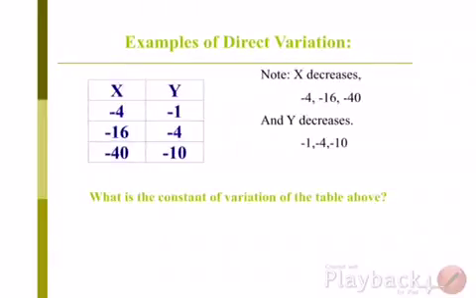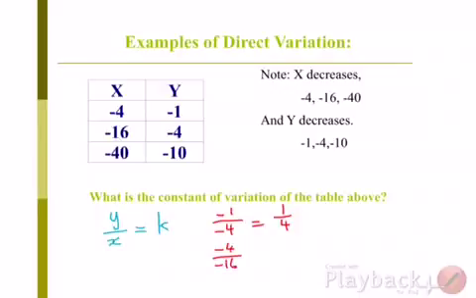For this one, same idea. I'm going to work out my constant, and if it's the same for all the different rows, then I can state that the variables are varying directly. To work out my constant of variation, I'm going to do y divided by x. If I take my first row, I get negative 1 over negative 4, which is equal to 1/4. If I take my second row, I get negative 4 over negative 16, which is also equal to 1/4. So I can see that there's definitely a constant variation. So again, y varies directly to x.